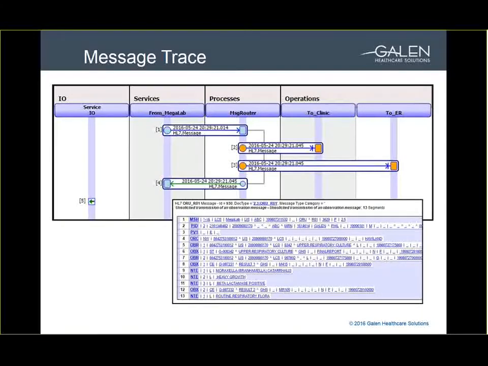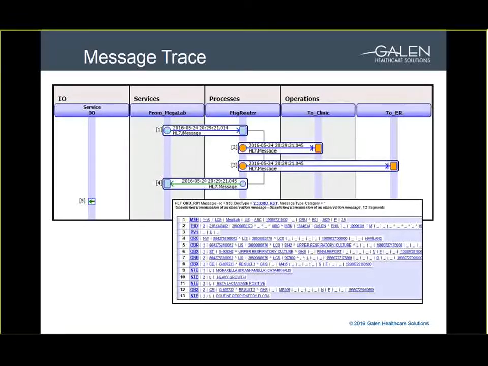So message trace, this is found within a few of the logs, message viewer most importantly. This is a great visual representation of what's going on with your message. It will indicate your business service, your business process, and your operations. There's a legend provided within the message trace that gives you an explanation of what the different shapes and colors indicate. It'll give you a pretty good idea of what's going on within the message.